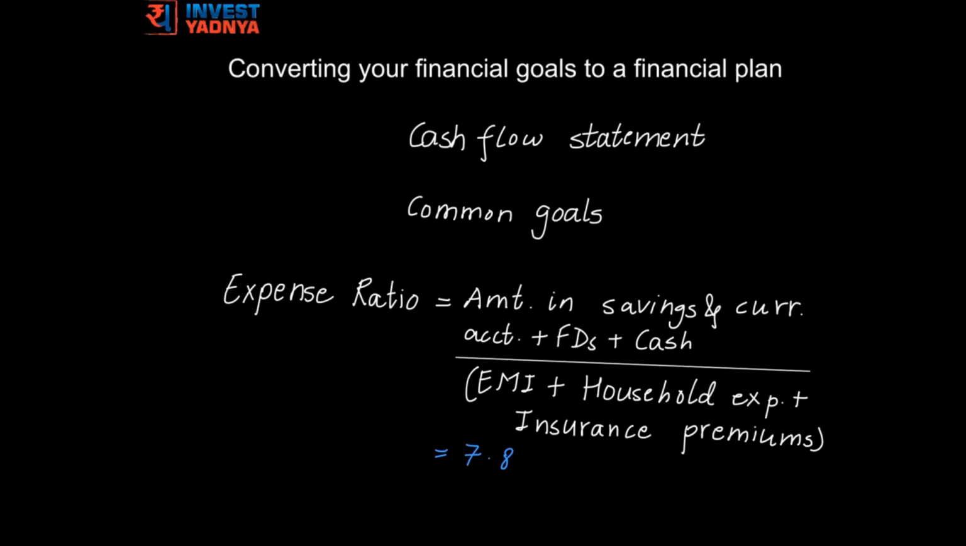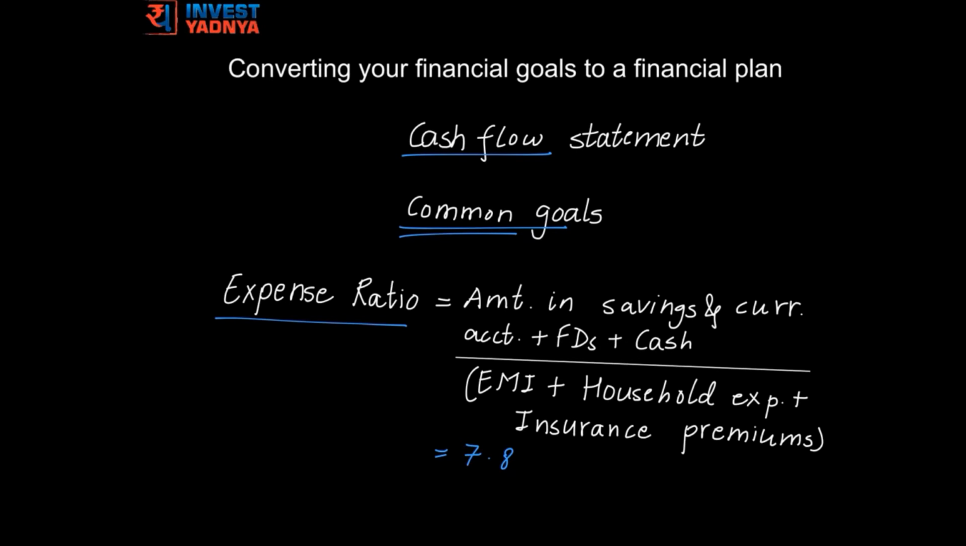In the first step of financial planning, that is understanding your current financial status, we had seen the cash flow statement of Parul and Puneet. In step 2, we had seen what are the 4 common goals that generally people have. Based on the surplus that Parul and Puneet have, let's see whether they are able to invest towards the common goals. But before we do that, let's check what is their expense ratio.